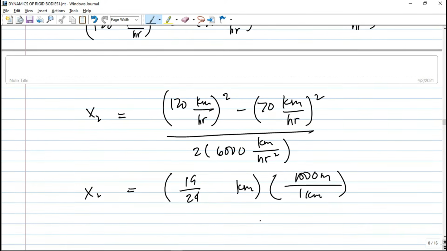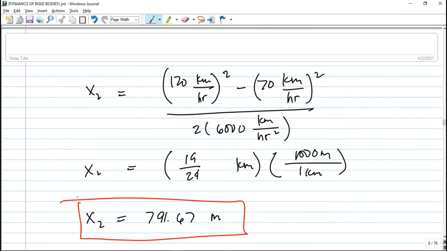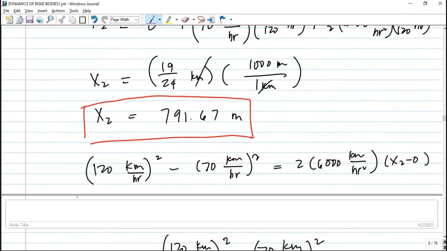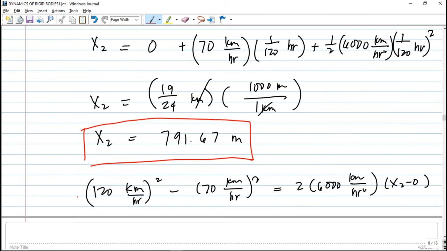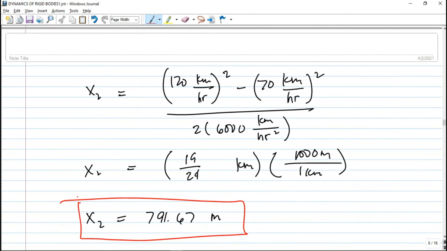So this gives us x sub 2. Same answer, guys, x sub 2 is equal to 791.67 meters. So with either of the two formulas, we should get the same x sub 2. Okay, so that's the fourth problem. So let's solve another problem, guys. This is the last problem for this video.